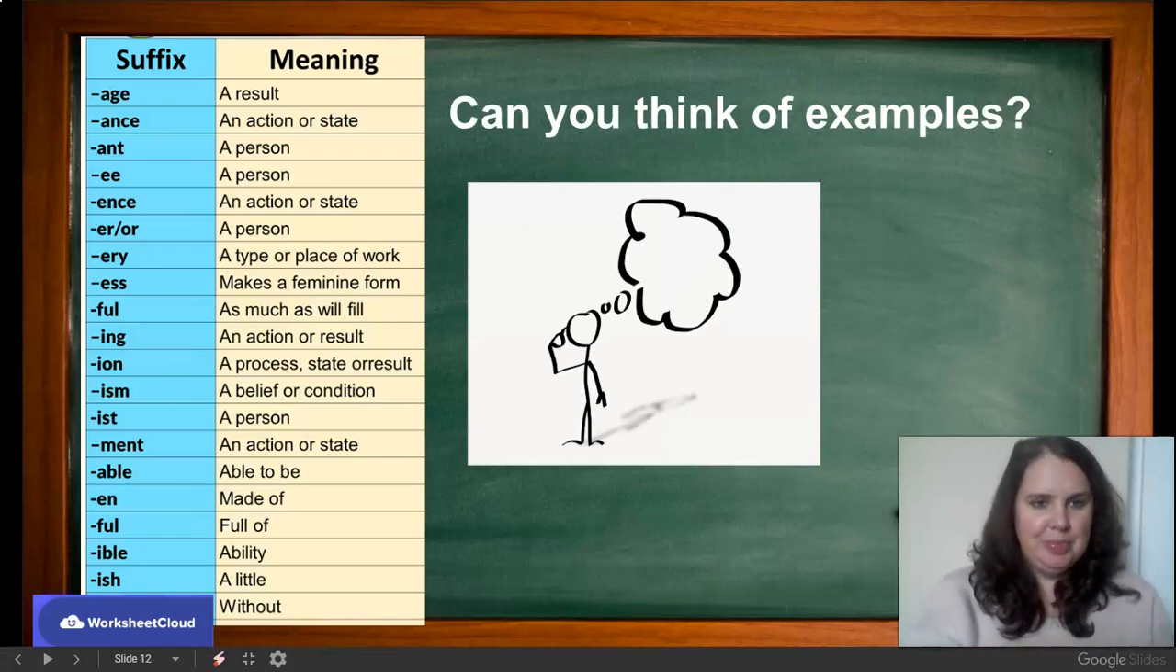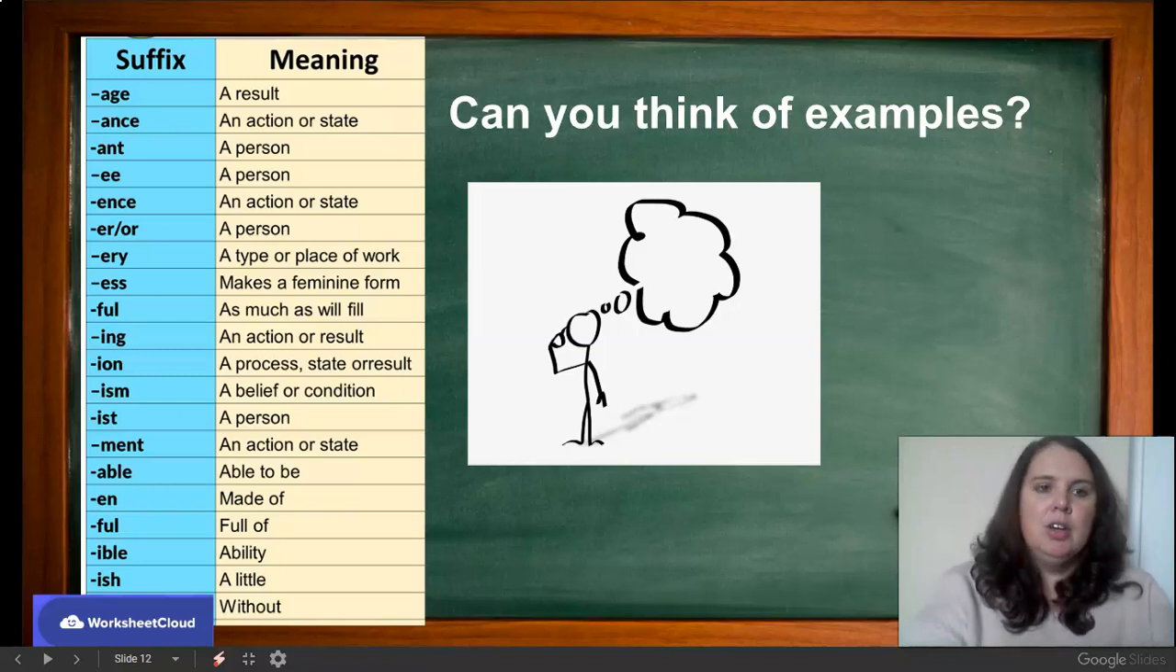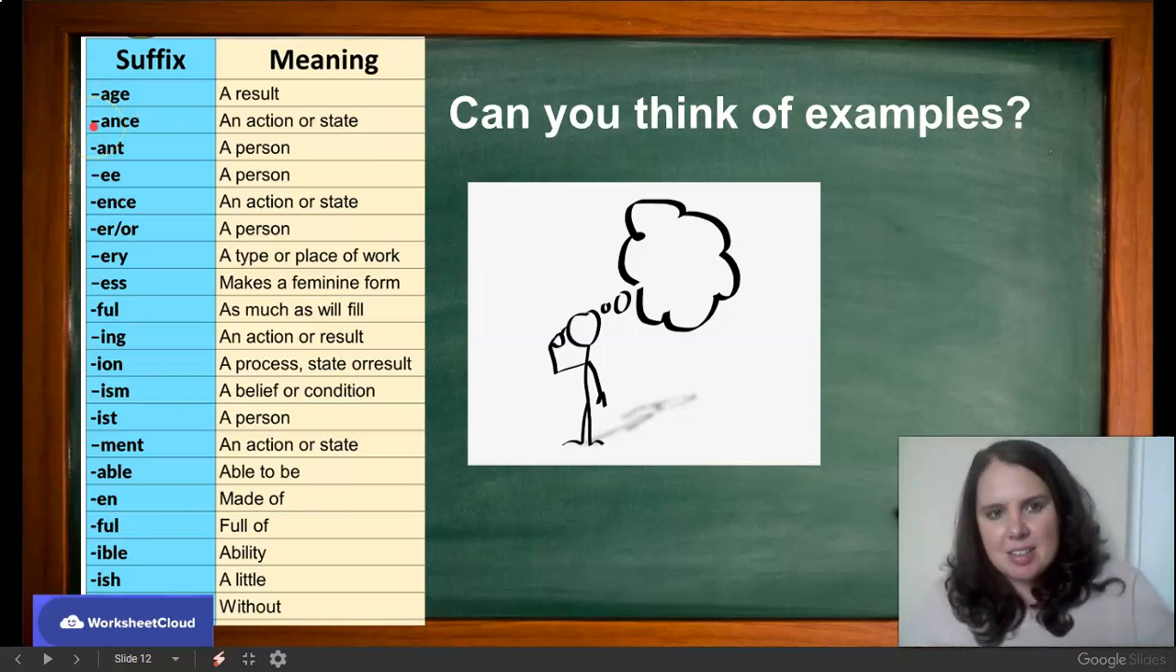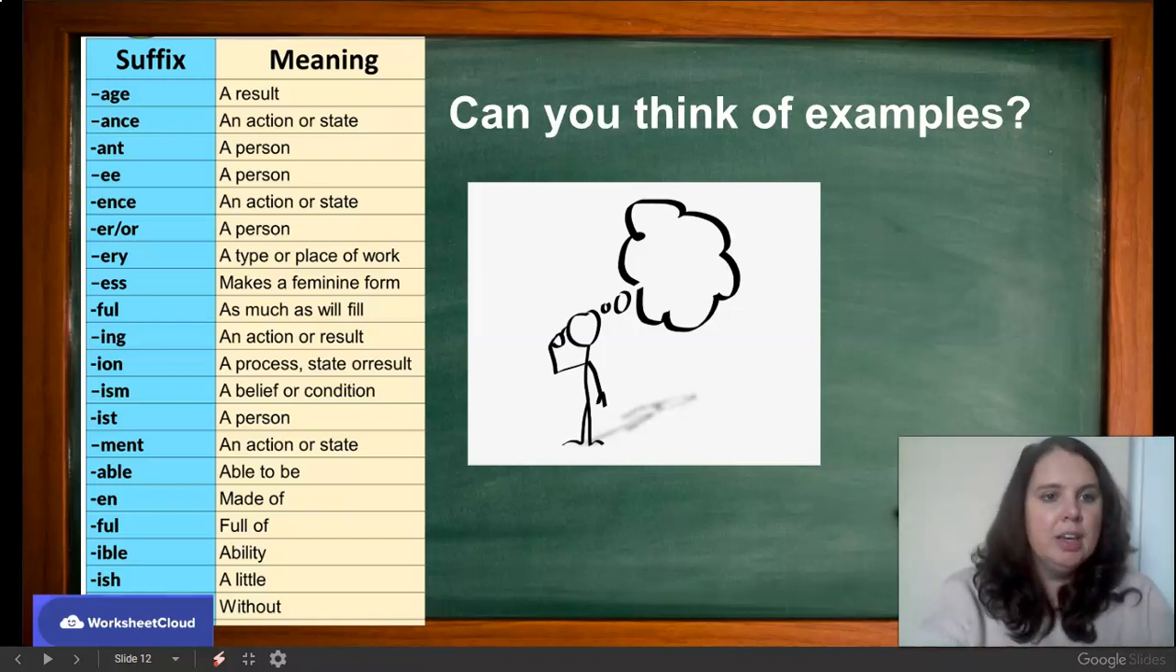Okay, so let's have a look. We've already looked at how the suffix age can form nouns. And here we see that the meaning of it is a result. So, independence, it's an action or a state. So, a state of independence means you're able to look after yourself. So, here we have ANT and EE, both referring to a person. So, a dependent, an employee. ENCE is exactly the same there. It's an action or a state.